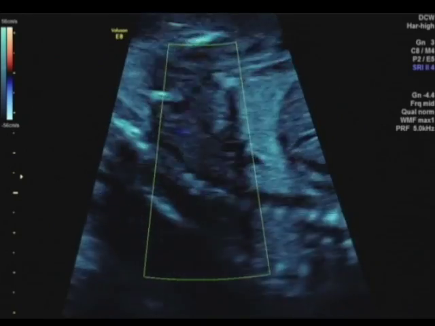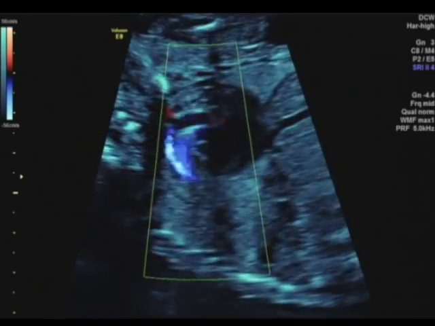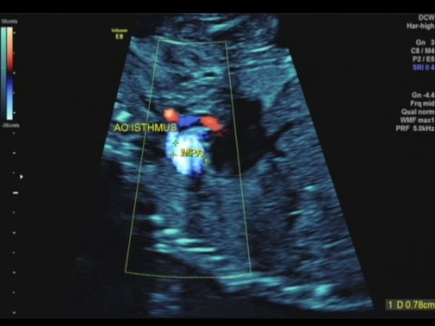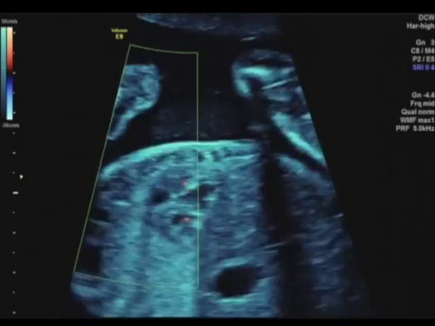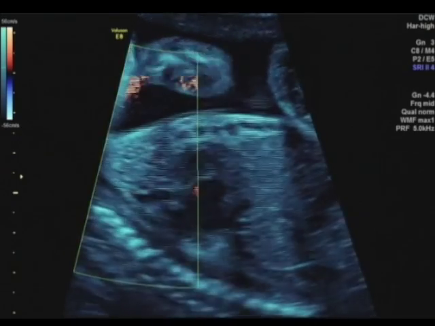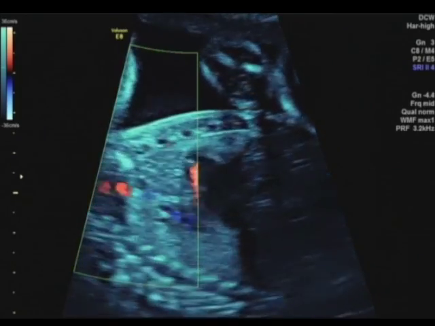Here we're seeing, again with the sagittal views, the sizes of the aortic arch, which is relatively small, and the main pulmonary artery, which is relatively big. Again, there's the main pulmonary artery and the ascending aorta.